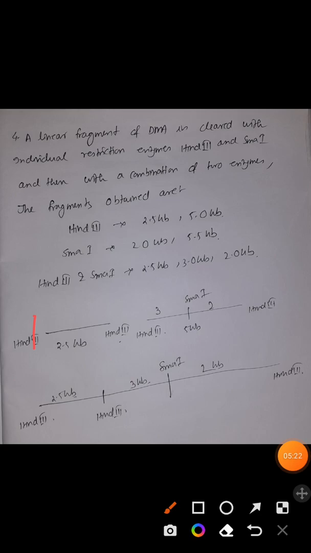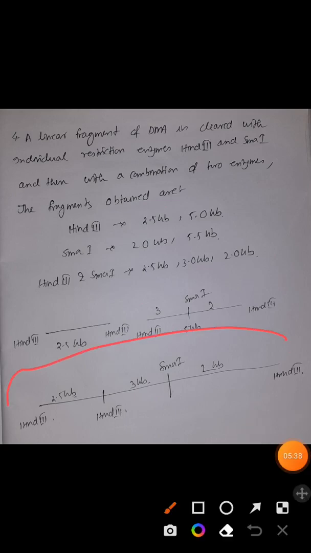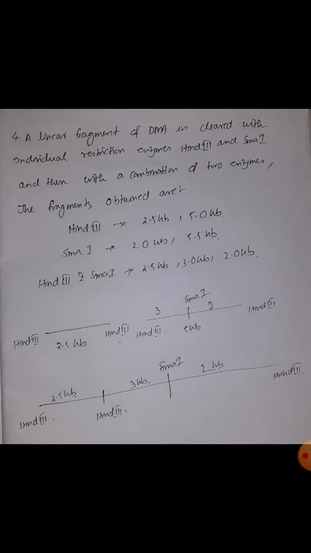So our first restriction endonuclease cut site is HIN3, then this HIN3 will be the HIN3 one, and then SMA1 and HIN3. So that is how the restriction map is generated. Here the restriction map is linear because they have told us that our DNA is a linear fragment. If it were a plasmid, then you would simply join this HIN3 with this HIN3. That's all. So that is the idea of restriction mapping problems.